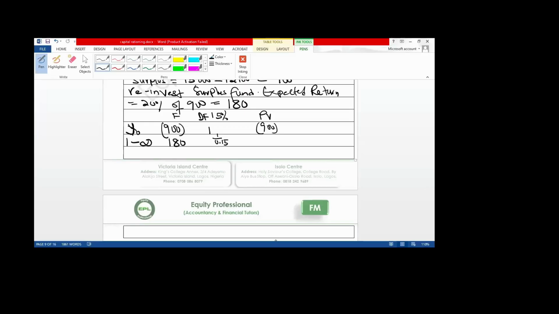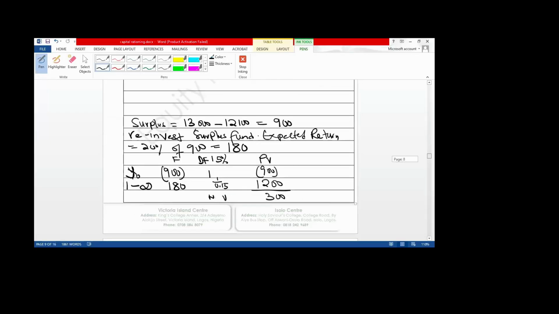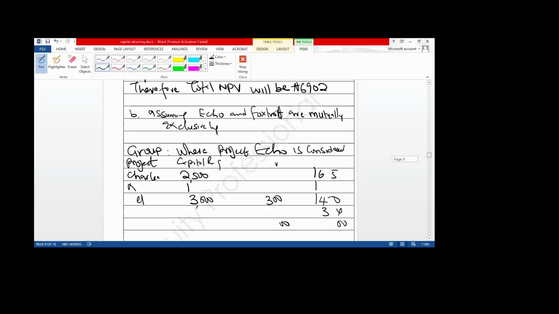180 divided by 0.15 is 1,200. The present value is 1,200. The difference will give you the NPV. That's how much? 300. That means if you take the first option, you are going to just come here.